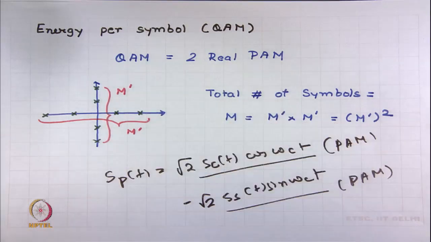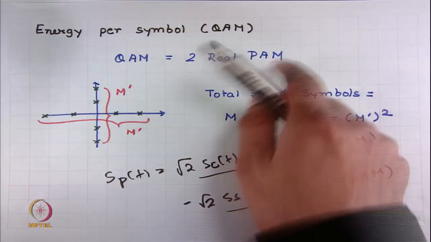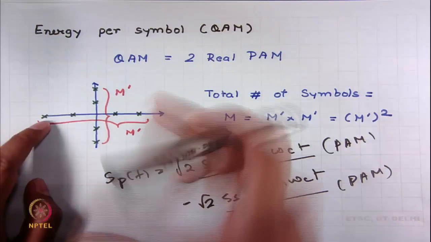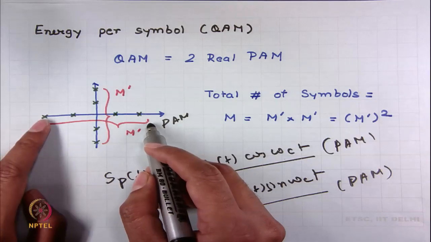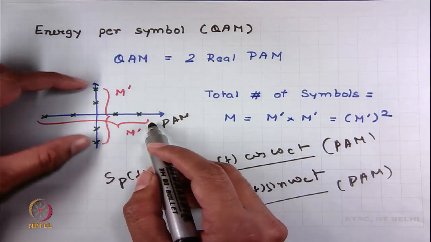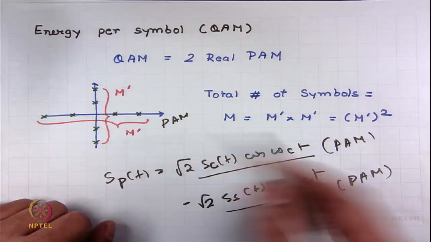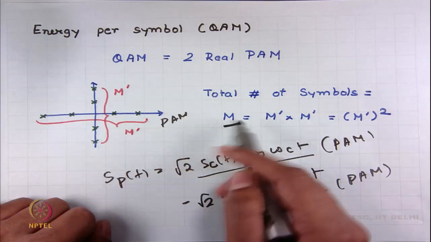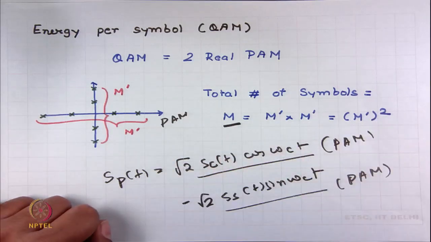So, PAM is always real. So, I can think about the quadrature amplitude modulation as 2 real PAM, and if in this PAM I have M dash symbols, and in this PAM I have M dash symbols, then the total number of symbols in QAM is M dash times M dash, which is M. M is the total number of symbols. So, M is nothing but the square of M dash.